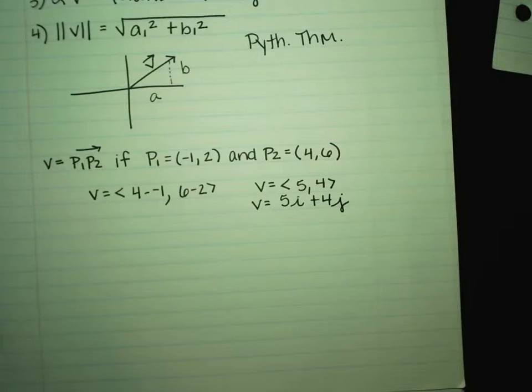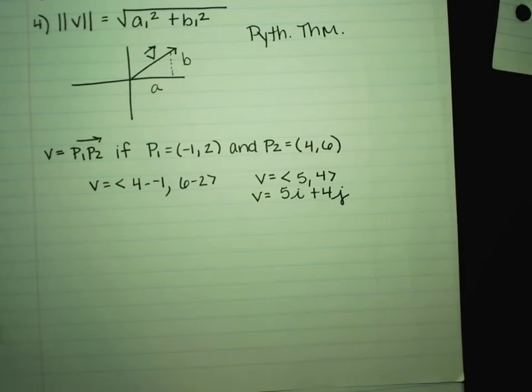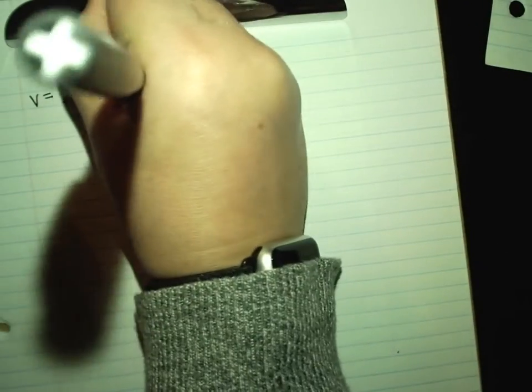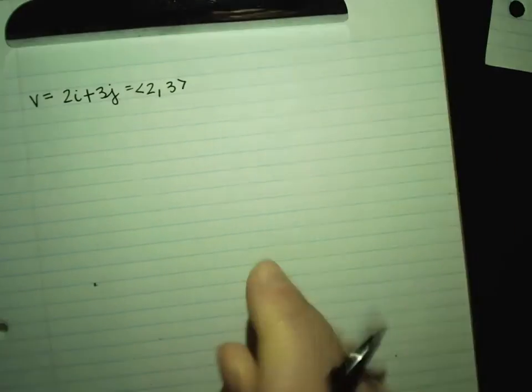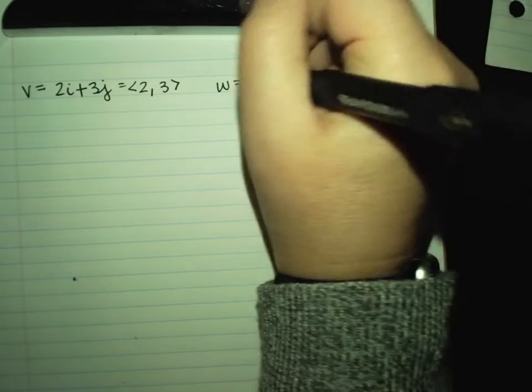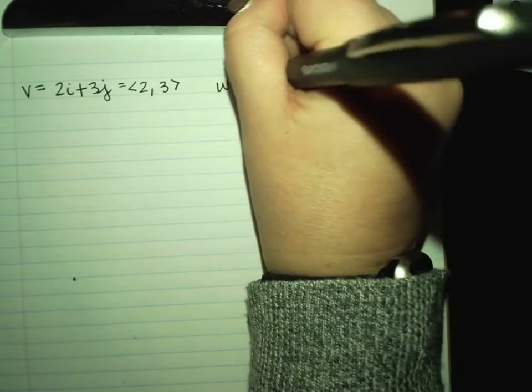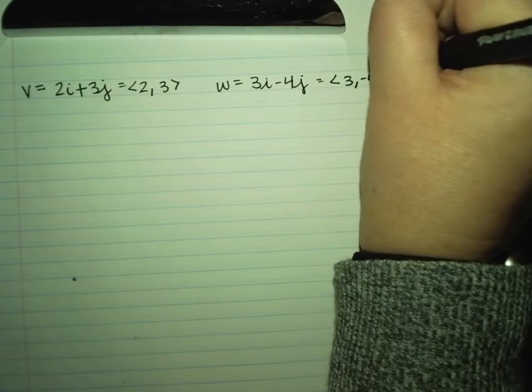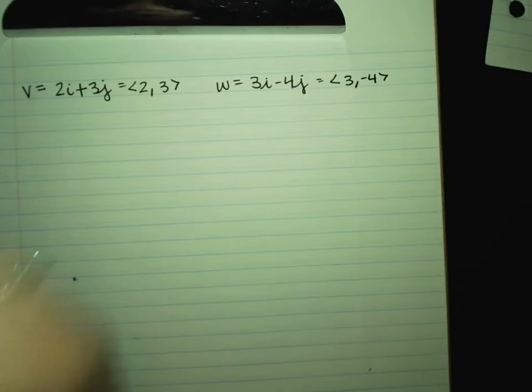Alright, let's finish up here with our adding and subtracting of vectors. So, let me start my page. Here we are given V is equal to 2i plus 3j, which is the same as 2, 3. W is equal to 3i minus 4j, and if you want you can just write that as 3, negative 4.